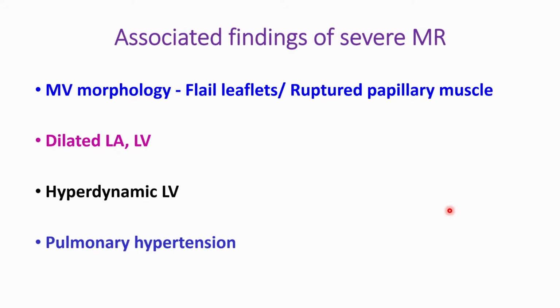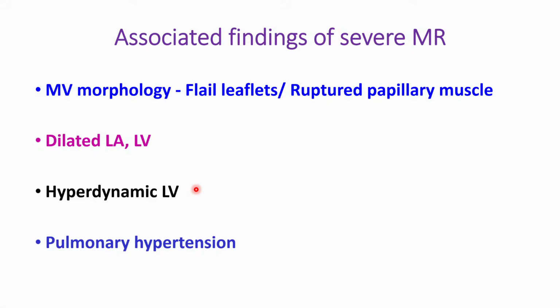Then, for associated findings of severe MR, we have to look at the mitral valve. In rheumatic heart disease, there can sometimes be leaflet prolapse. Sometimes there can be flail leaflets because of chordal tear. Sometimes there may be associated infective endocarditis. All these things we need to rule out, and look for flail leaflets and ruptured papillary muscles. Then look for a dilated LA and LV, because if the LV is getting dilated, that is an indication for sending the patient for surgery.